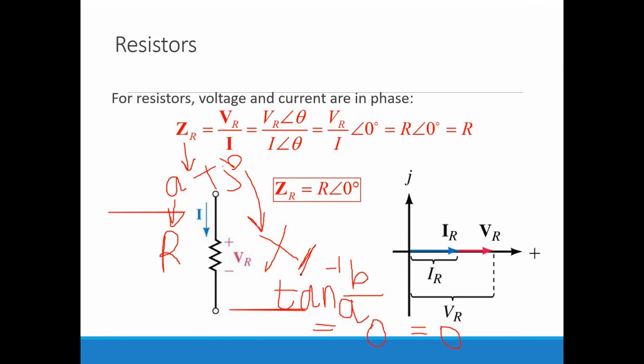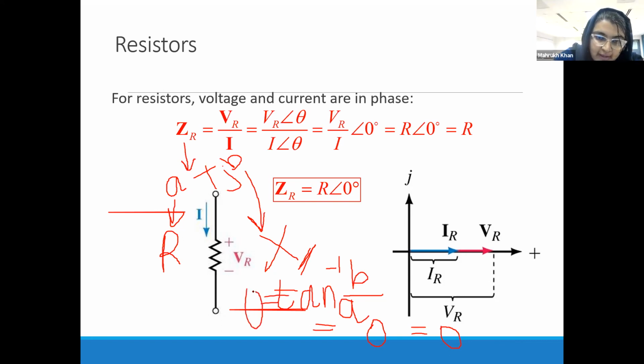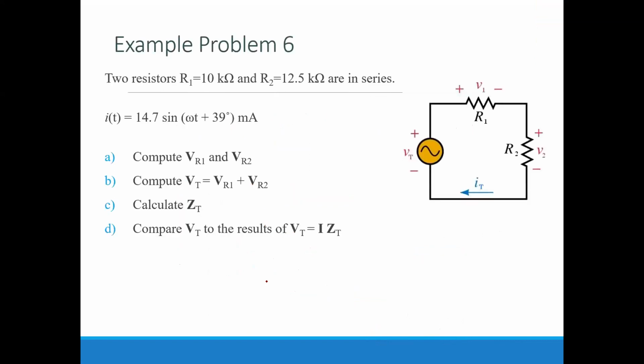Yeah, because this is actually equal to tan inverse X by R. In this case, your theta is equal to tan inverse X by R, and your X is 0, so your theta is 0, and that's why your ZR is just equal to R, okay? All right, sounds good.